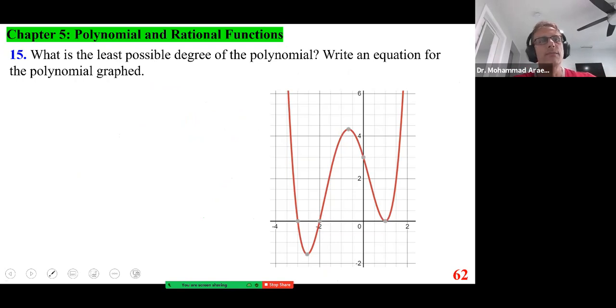Here's the next one. What is the least possible degree? Well, 1, 2, 3. There are 3 terms, so it has to be 4.